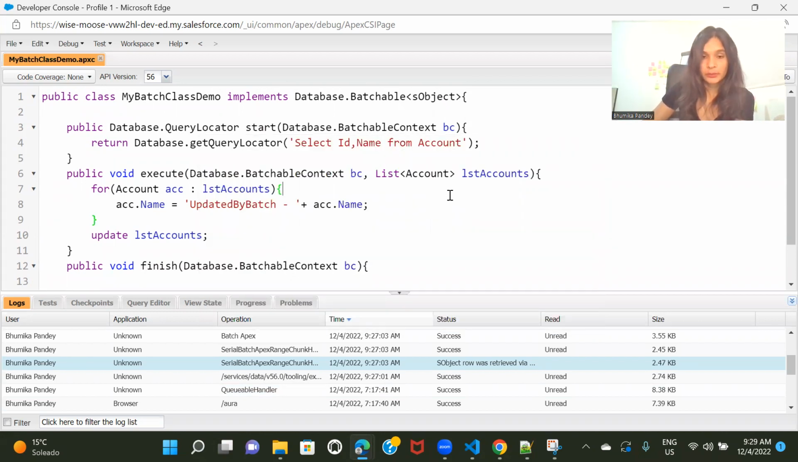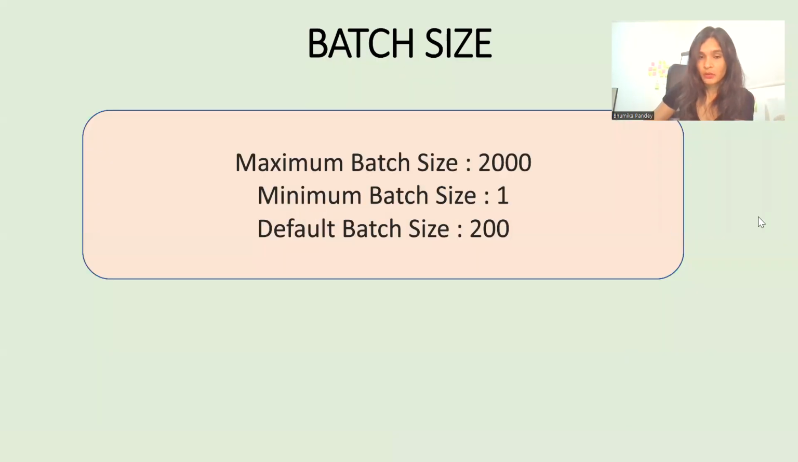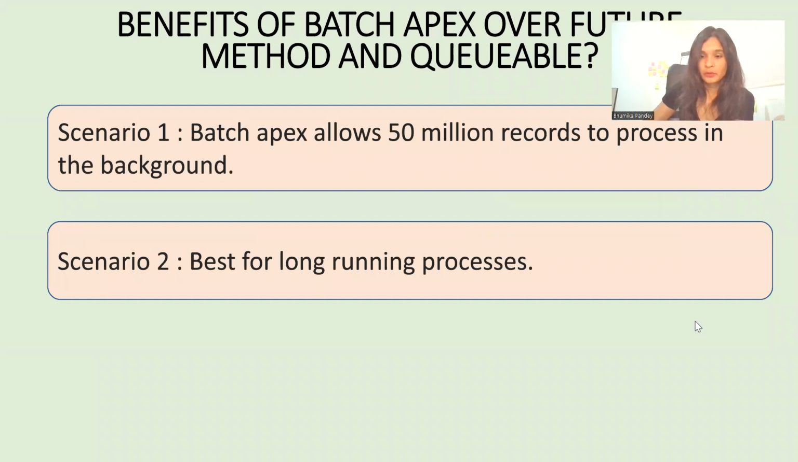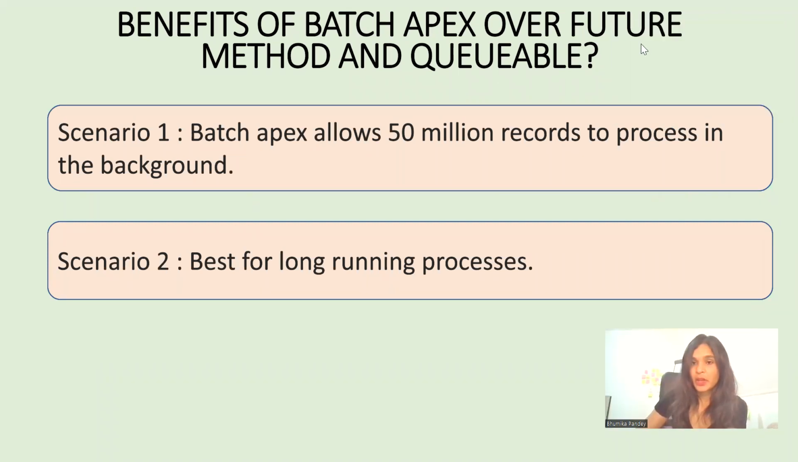Let's check what else. So, the benefit of batch Apex over future methods and Queueable. Future methods and Queueable still follow the standard Salesforce limits, so they cannot process more than 10,000 records in a single transaction at once. But batch Apex can. Batch Apex allows you to process 50 million records in the background, because internally it splits up the records and executes them in batches. Although that is considered a single transaction. And of course it is best for long running processes.